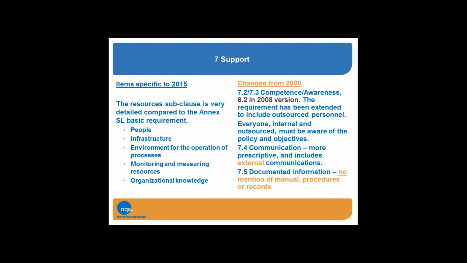And then looking at clause 7.5, now called documented information, there's no mention of manual procedures or records. Those terms don't appear. That's not to say you cannot have those. You just won't find them described in that way in the standard. I suspect most of you listening do have a manual, you do have procedures, you do have records. That is what you call them. Carry on doing that. They're also generically known as documented information.